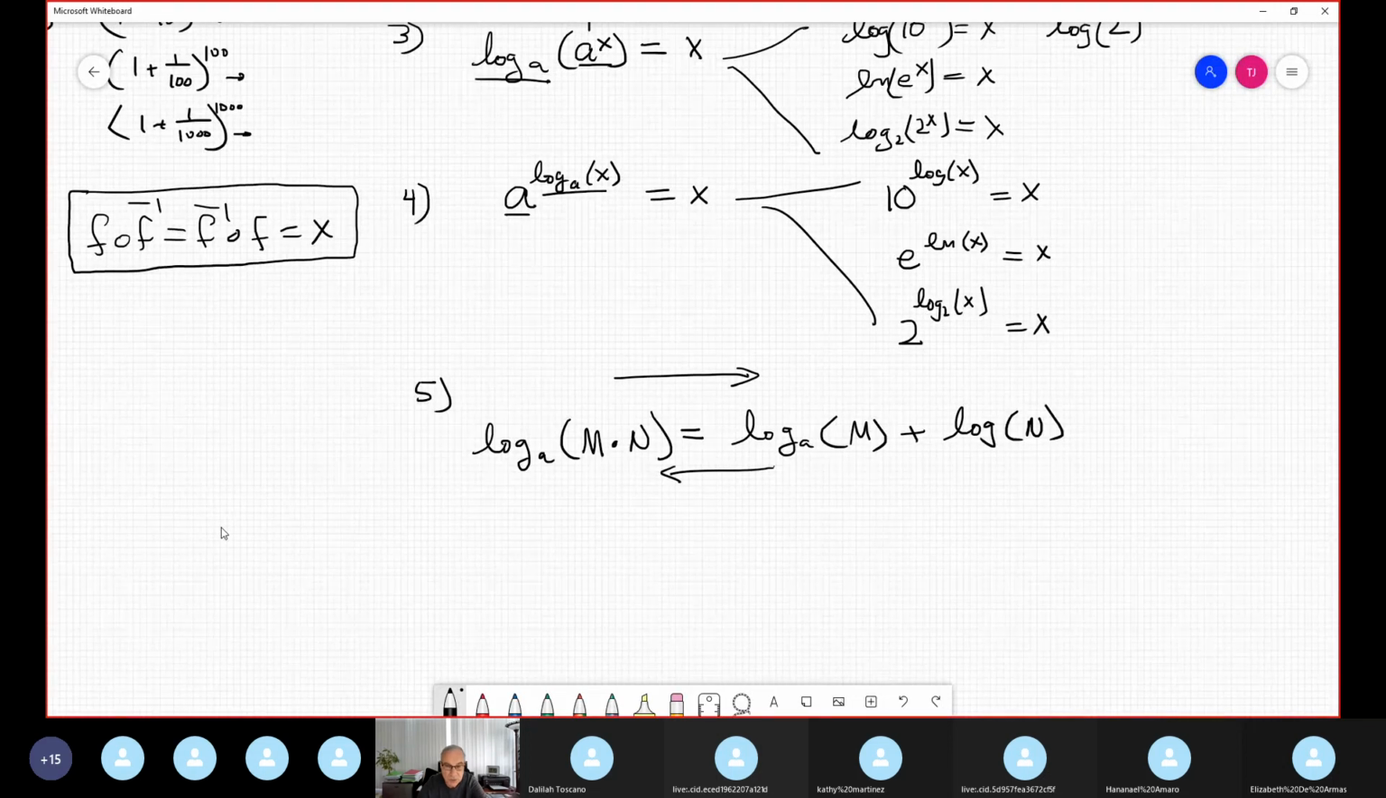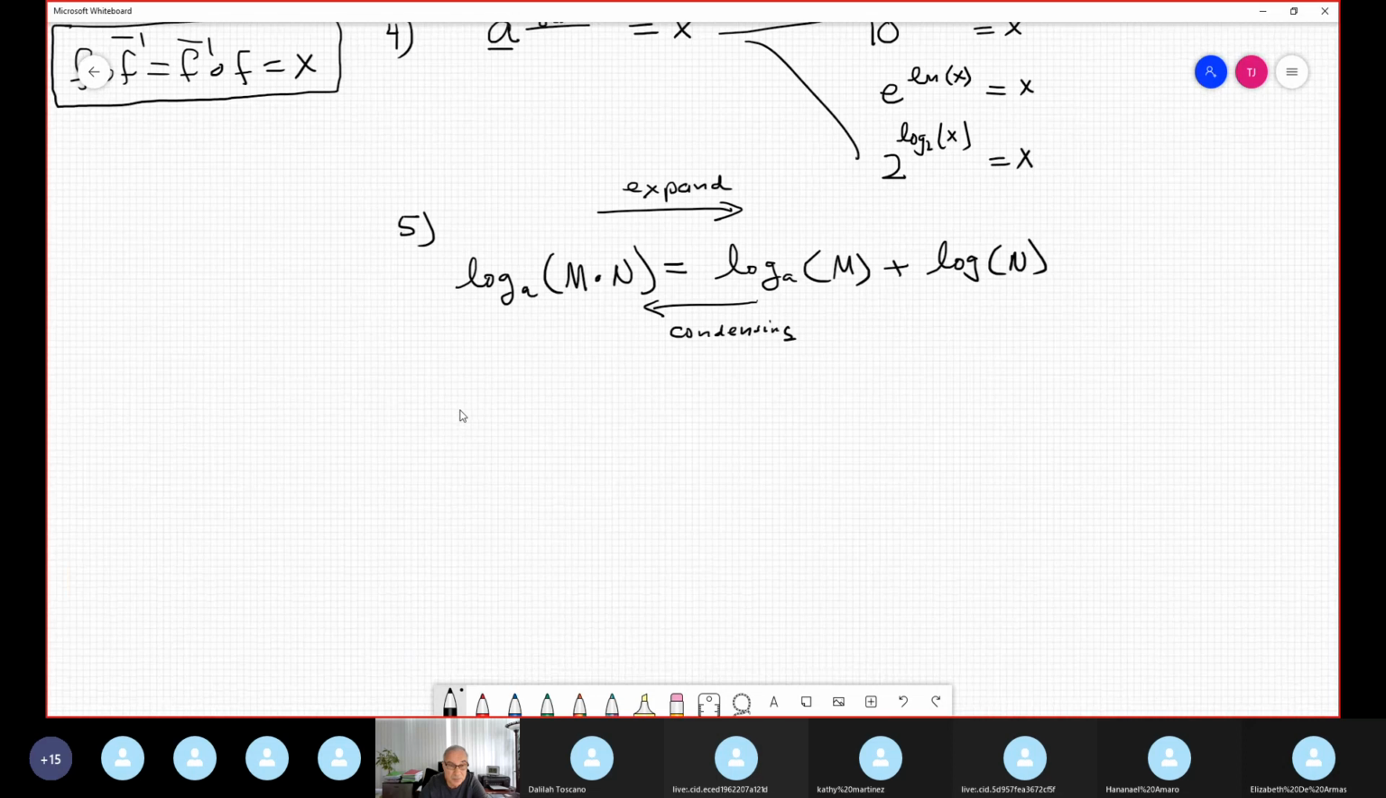In that direction, you expand, one logarithm into several logarithms. In that direction, you are condensing several logarithms. Suppose you have 2, 3, 4, 5, and you condense them into only one logarithm. This is very, very, very useful. We are using it every day from today. This is property number 6.